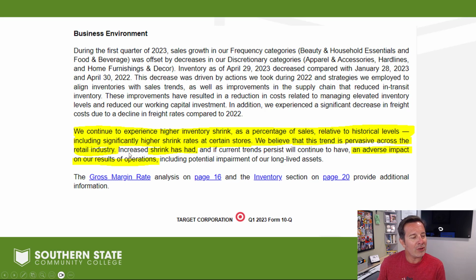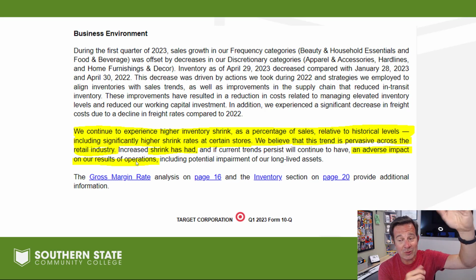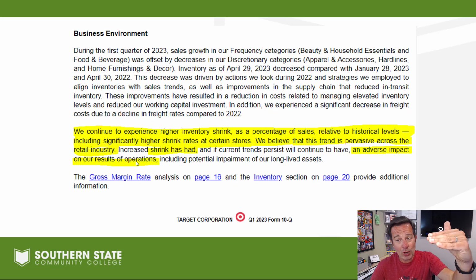We can continue on here. Increased shrink has had and will continue to have an adverse impact on our results of operations. Meaning, when you talk about results of operations, you're talking about the profitability on that income statement. You think back to your income statement for a retailer. Net sales or revenue minus cost of goods sold is gross profit. Then all your other expenses gets you to net income. If we're running shrink and accounting for it through cost of goods sold, we're raising that expense, which is going to lower our gross profit and our net income. So that's what that's saying right there.